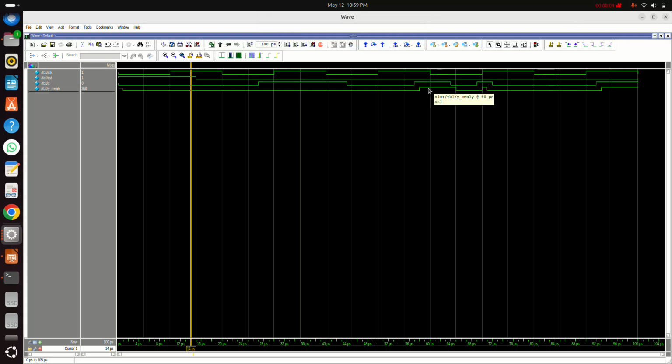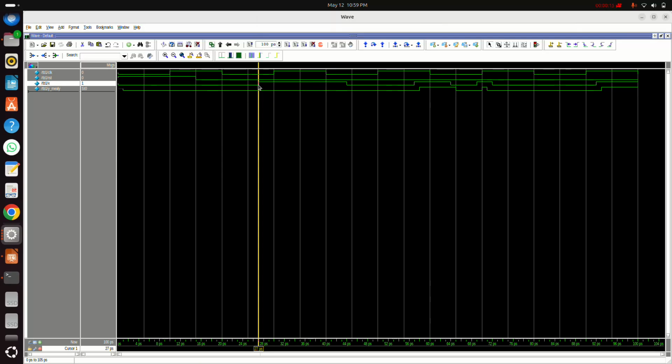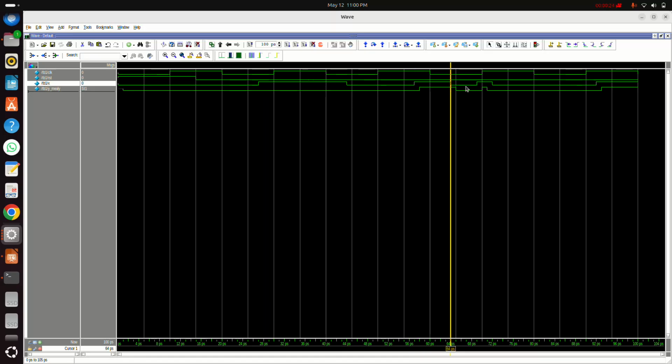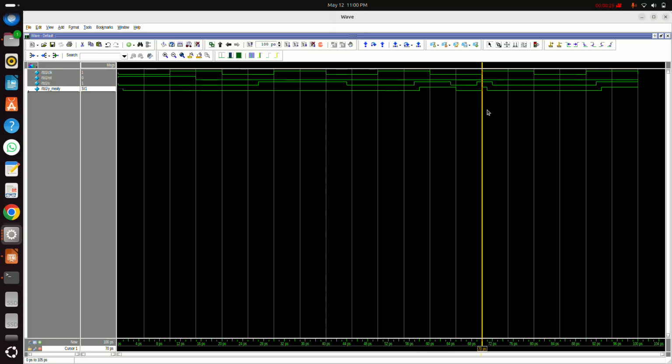Look at this waveform. This is a simple sequence detector 101 FSM waveform simulation. Here we provide input 1 0 1 and our output is 1. Again 1 0 and 1, our output is 1. But what is wrong here?